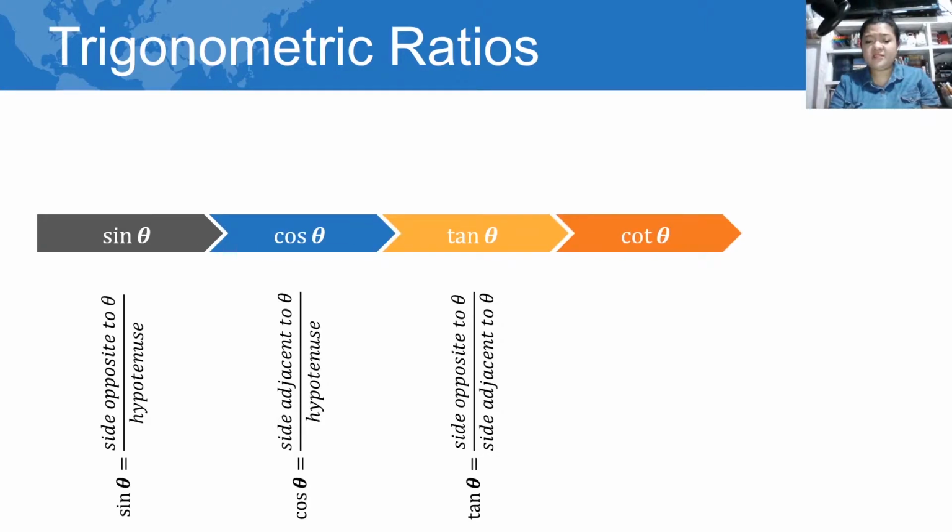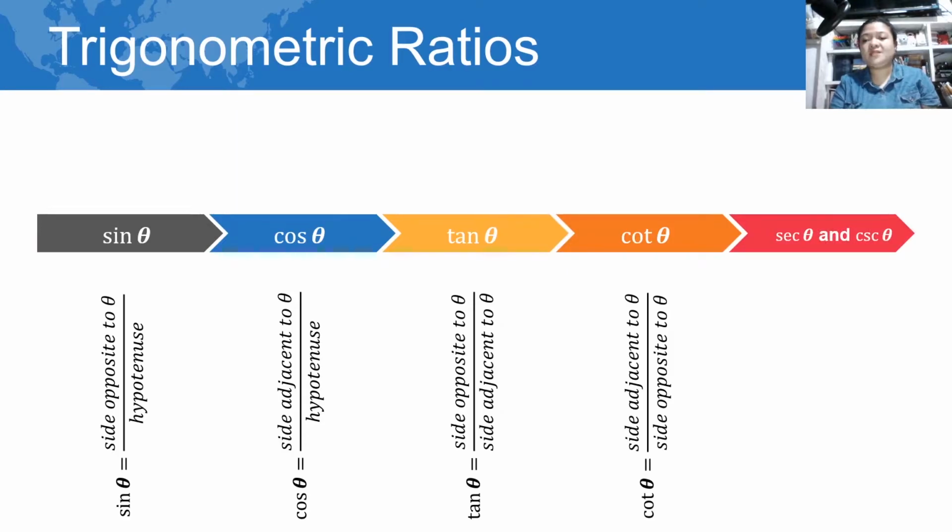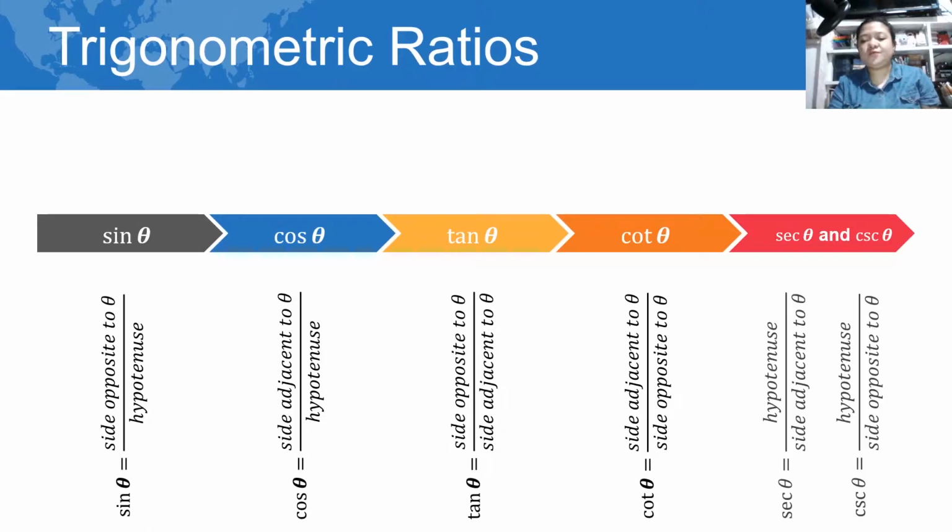Cotangent theta, which is the reciprocal of tangent, is side adjacent to theta over side opposite to theta. And secant theta, which is the reciprocal of cosine theta, is hypotenuse over the adjacent side, while the cosecant theta is the reciprocal of sine theta, so it is hypotenuse over the side opposite to theta.